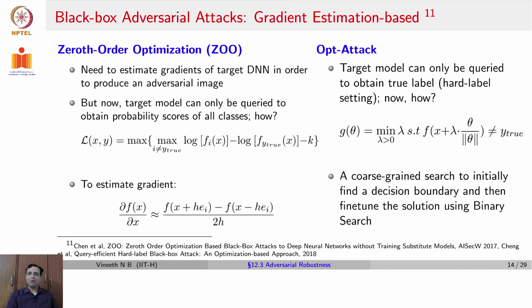So one has to rely on a brute force kind of approach, where a coarse-grained search is initially performed to find a decision boundary, and then this is fine-tuned using binary search. So you try to see how much to add to cross the decision boundary, and if you crossed it by a lot, now within that perturbation, you do a binary search to find the exact perturbation that makes you cross the decision boundary. And you do have the output of the target model to check whether you crossed the decision boundary or not.